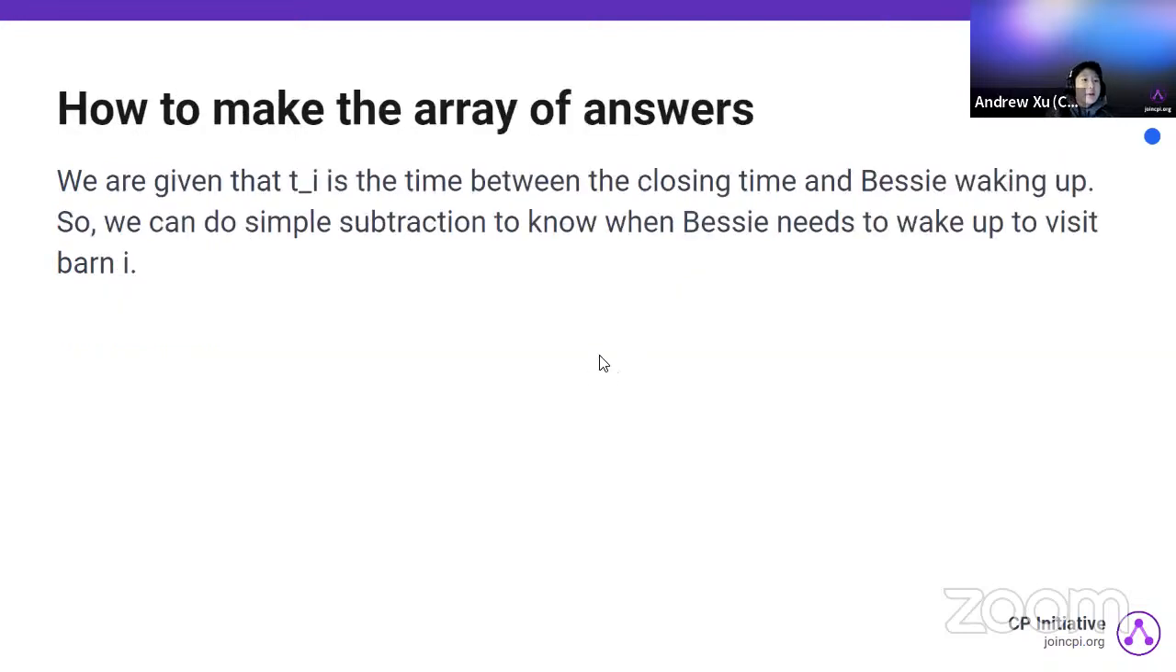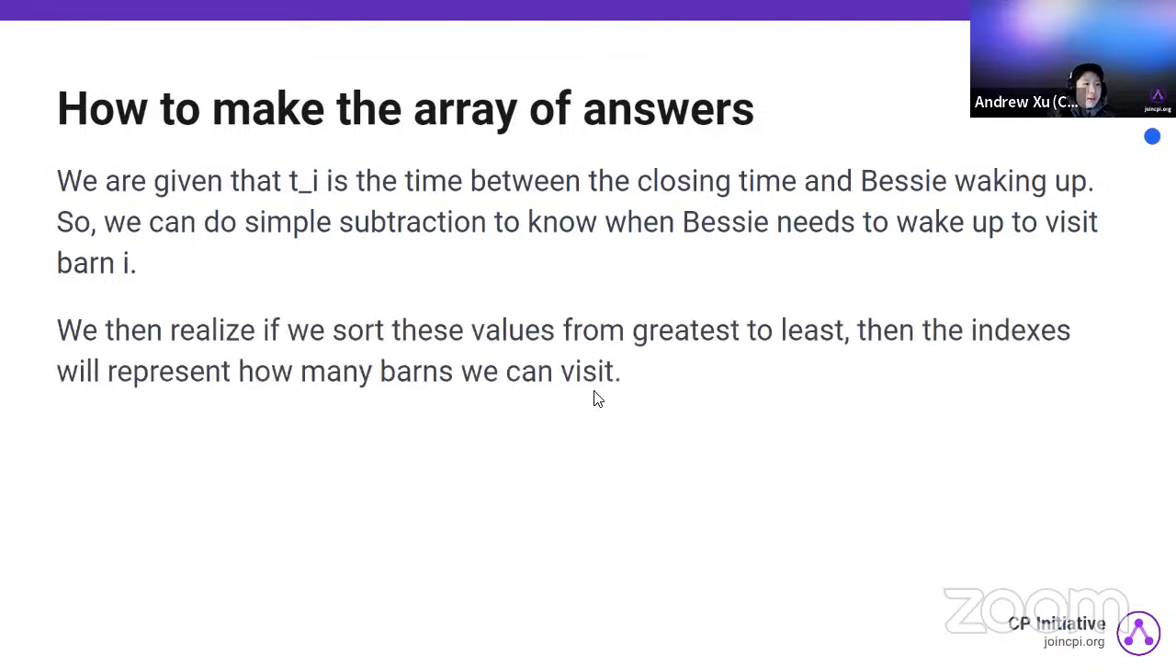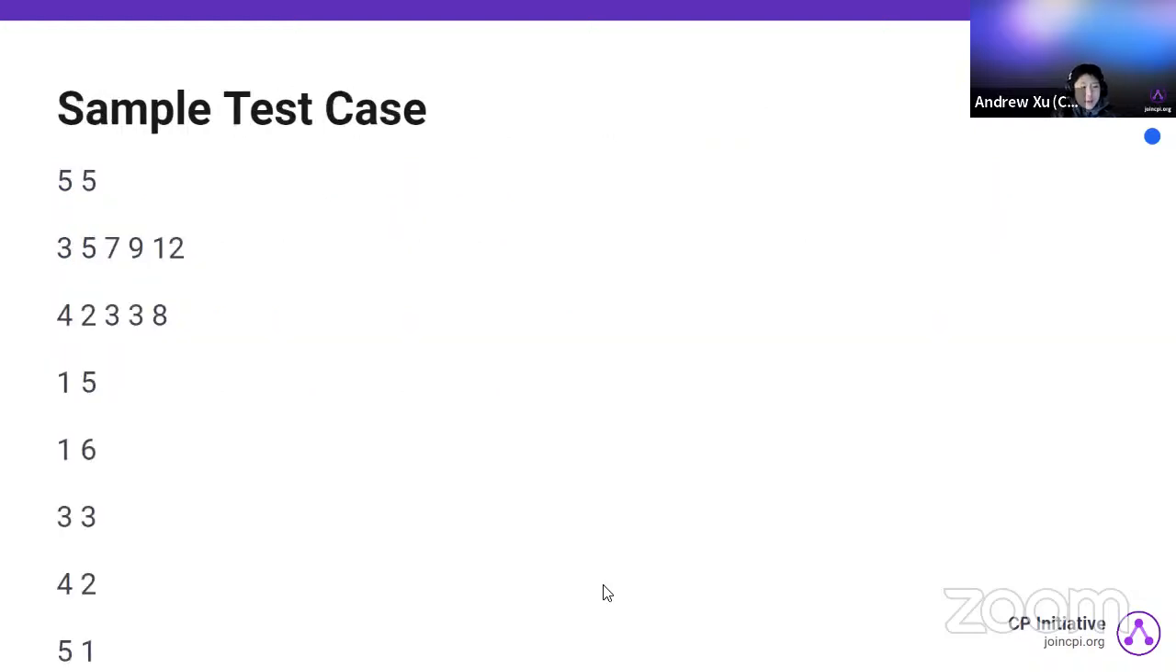Okay, so since we have to answer it in O(1), we want to make an array of answers. So basically what we do is we do subtraction to know when Bessie needs to wake up to visit barn I. After that, if we sort it from greatest to least, the indexes will represent how many barns we can visit. Okay, so we can go over a sample test case with this.